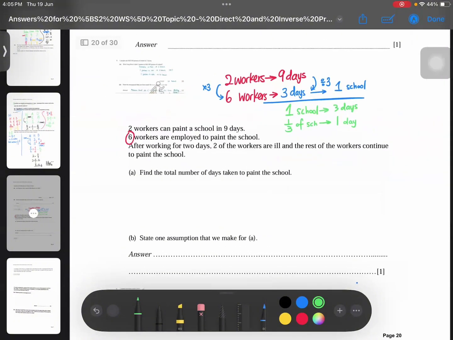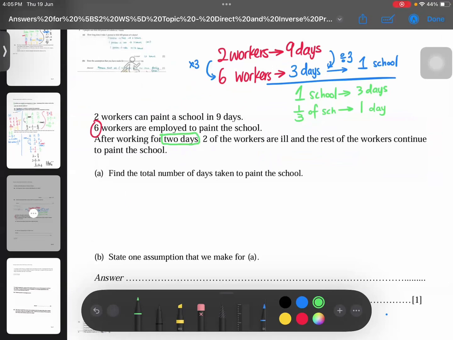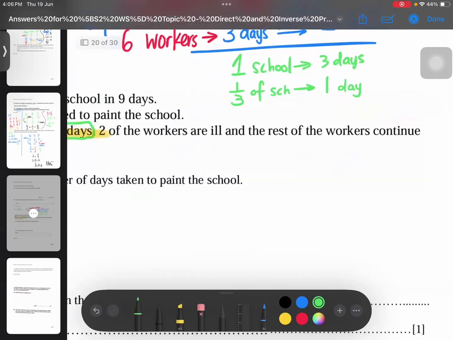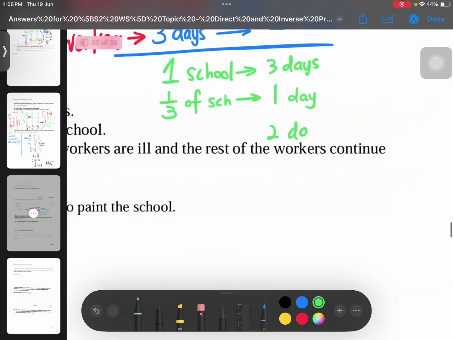Now, what happened is that after working for 2 days, so you see, what I'm going to draw is the timeline. Day zero all the way to day two, and then until whatever day it will be. But what I'm trying to tell you here is that in the first 2 days, how many workers are there? Six, correct. So we can use back this. So 2 days, that means they have already done how much of the school? Two-thirds of the school. Agree or disagree?